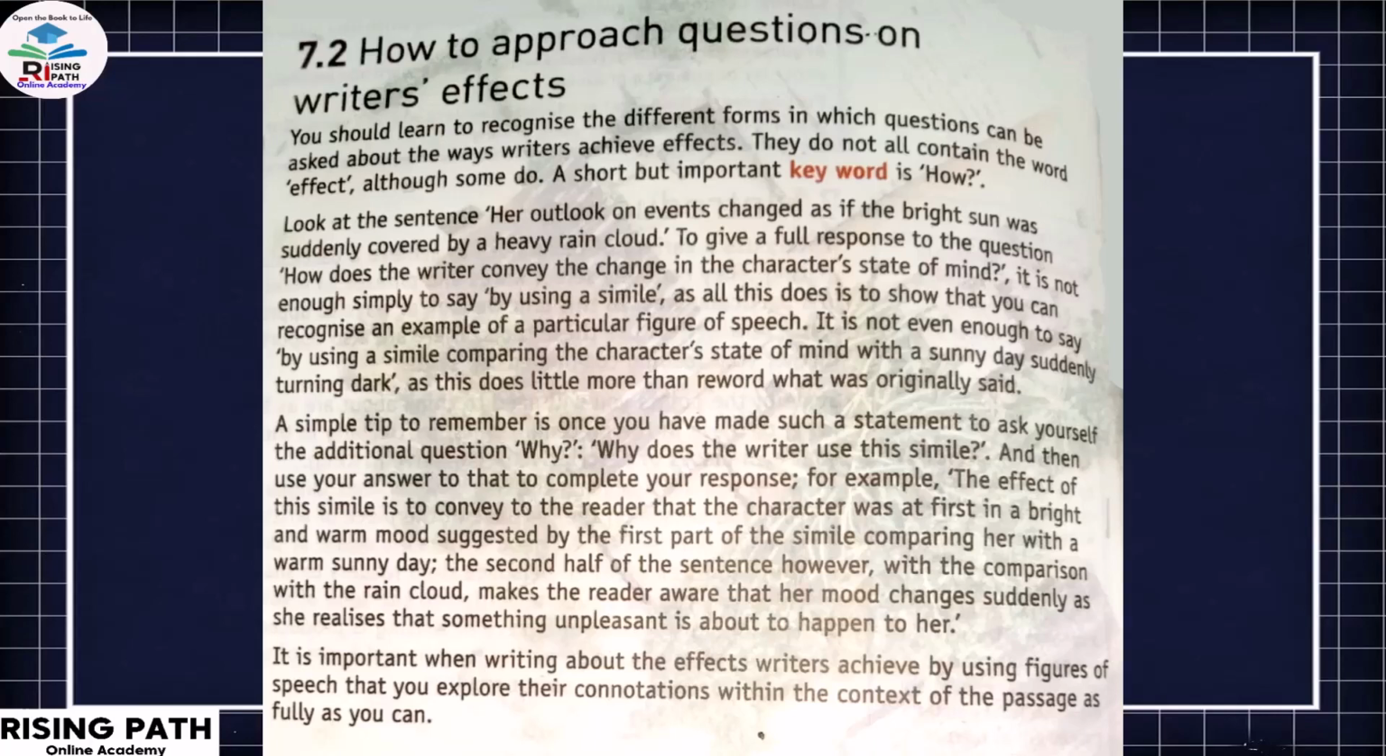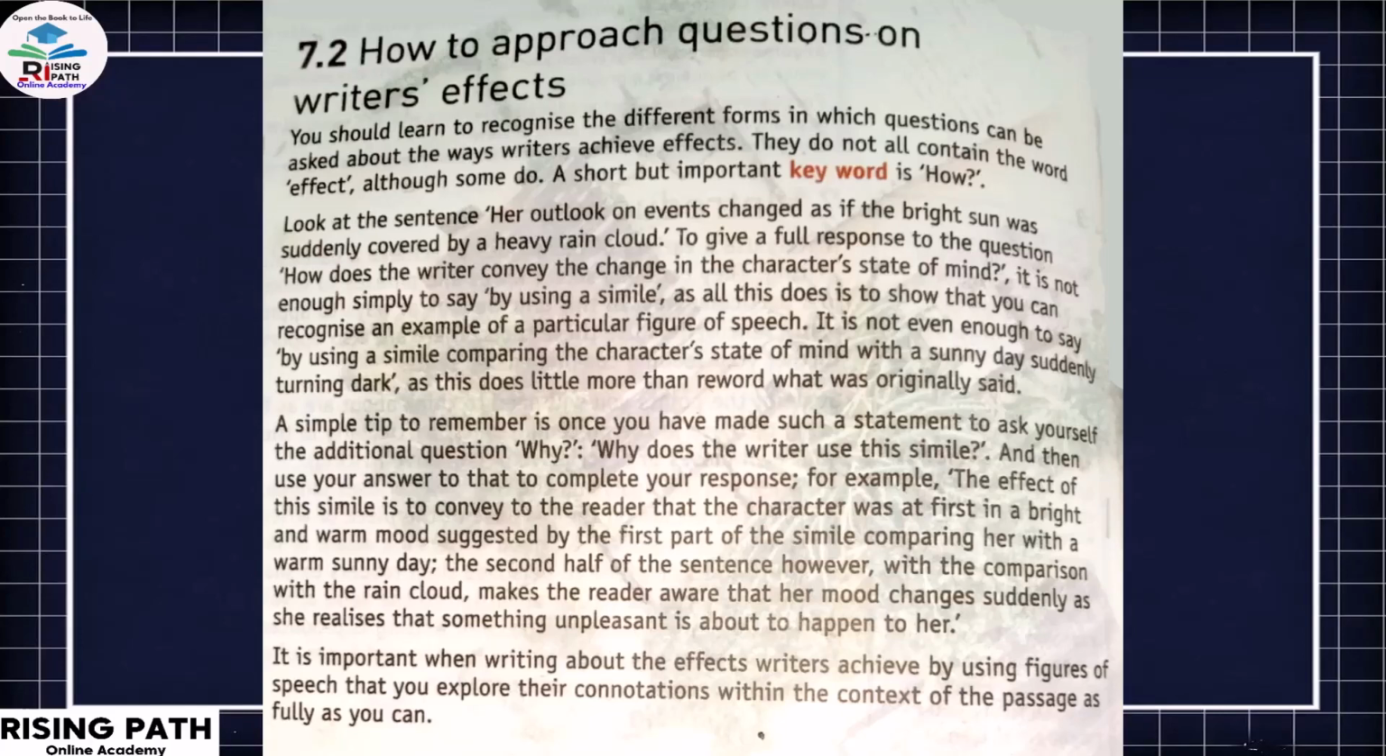A simple tip to remember is, once you've made such a statement, ask yourself the additional question why. So for this you have to practice the 5 W's, why, and here the two question words how and why. Why does the writer use this simile? So focus on why, and then you are going to make your own answer. Use your answer to that to complete your response.